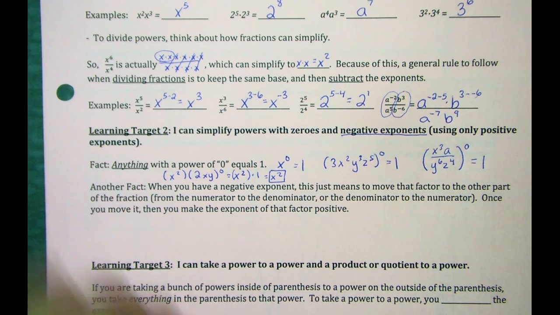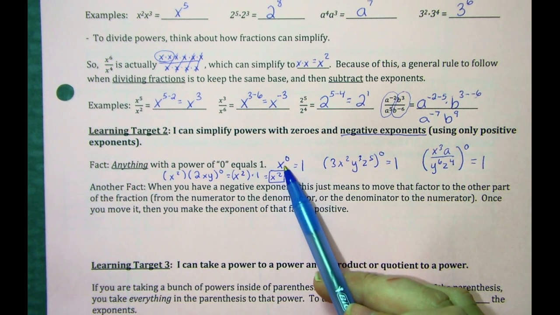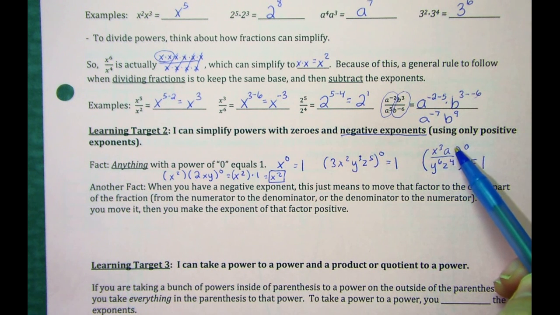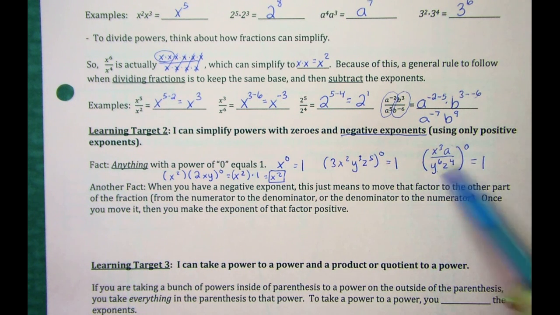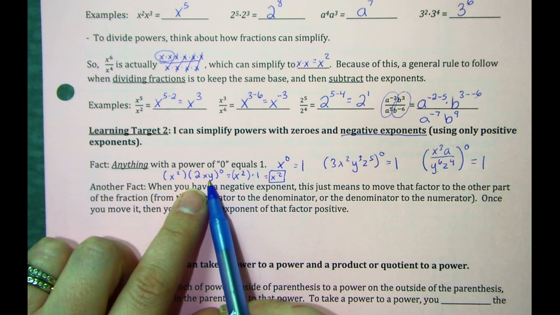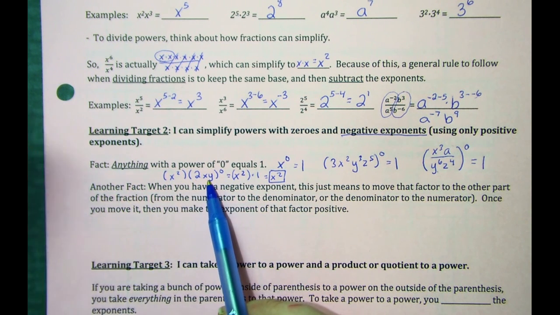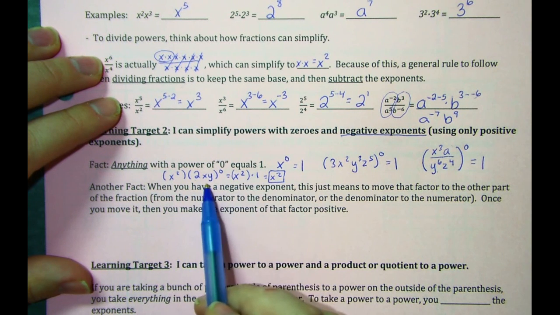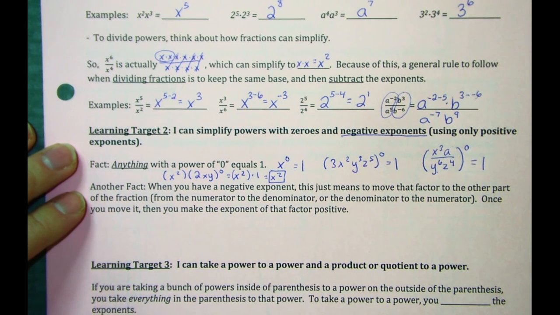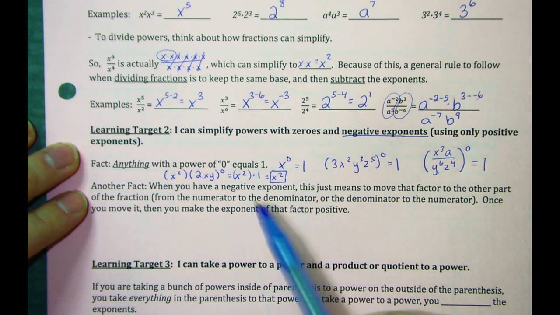Anything taken to the 0 power, whether it's one factor, a whole bunch of factors, a quotient of factors, or anything that's taken to the 0 power within a bigger expression, just the stuff taken to the 0 power always equals 1. The second thing that we're going to learn is how to deal with negative exponents.